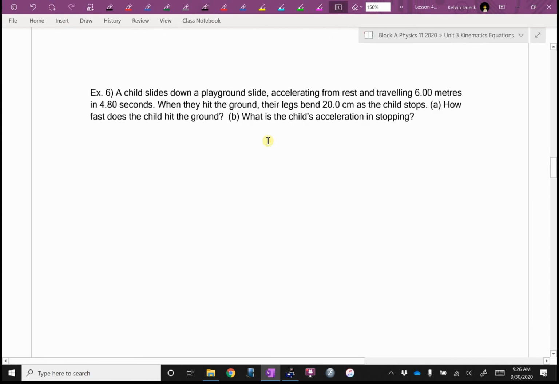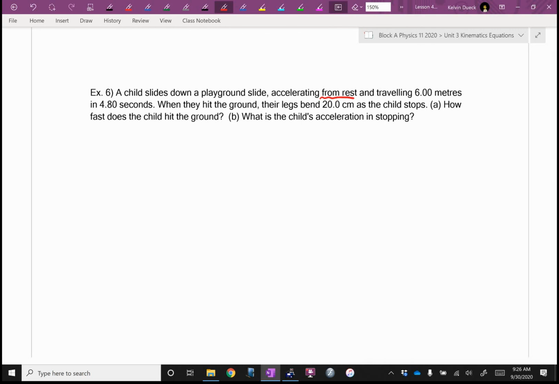Example 6. Let's go back to when you're 7 years old. You're on the playground. It's a beautiful sunny day and no one's on the slide. You got it all to yourself. Child slides down a playground slide, accelerating from rest. I should probably underline the phrase from rest. And traveling 6 meters in 4.80 seconds. When they hit the ground, their legs bend 20 centimeters.